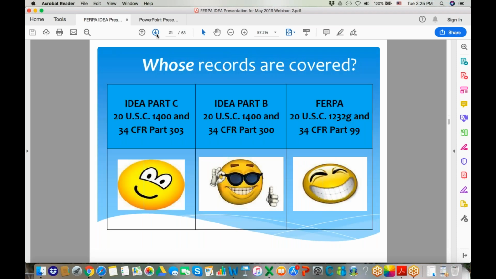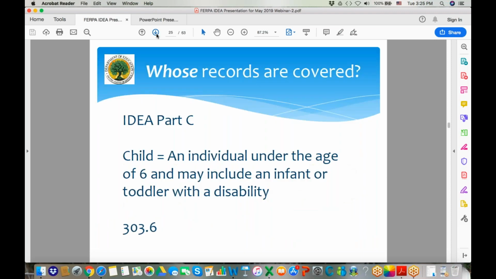Next slide, please. Okay, so we've talked about what's PII? What are education records? Who has to maintain them in accord with the confidentiality provisions? Let's now take a look at whose records are actually covered. Next slide, please.